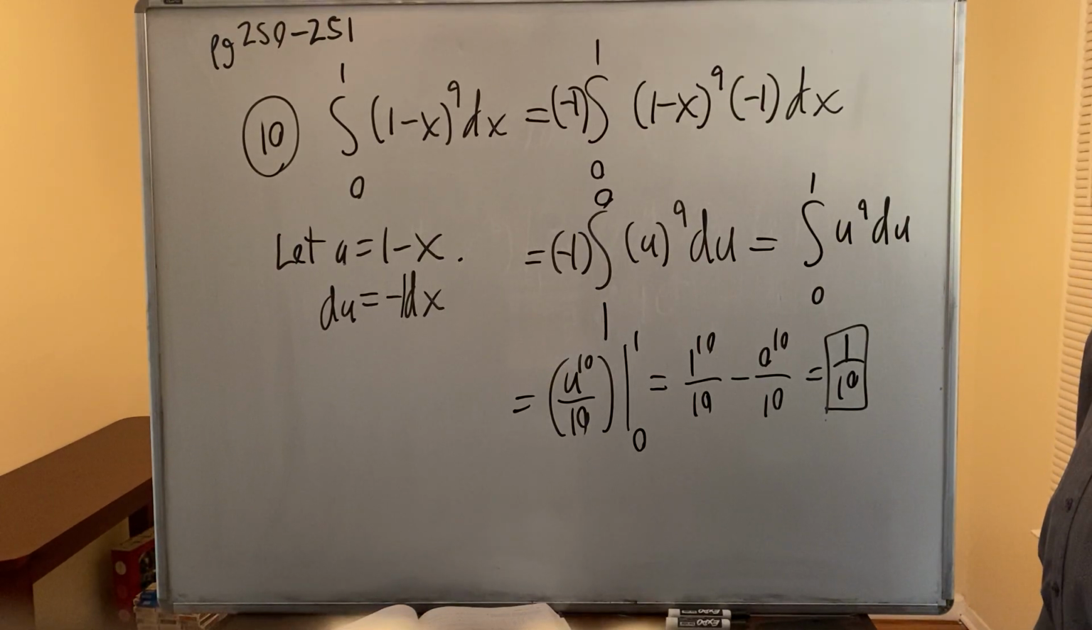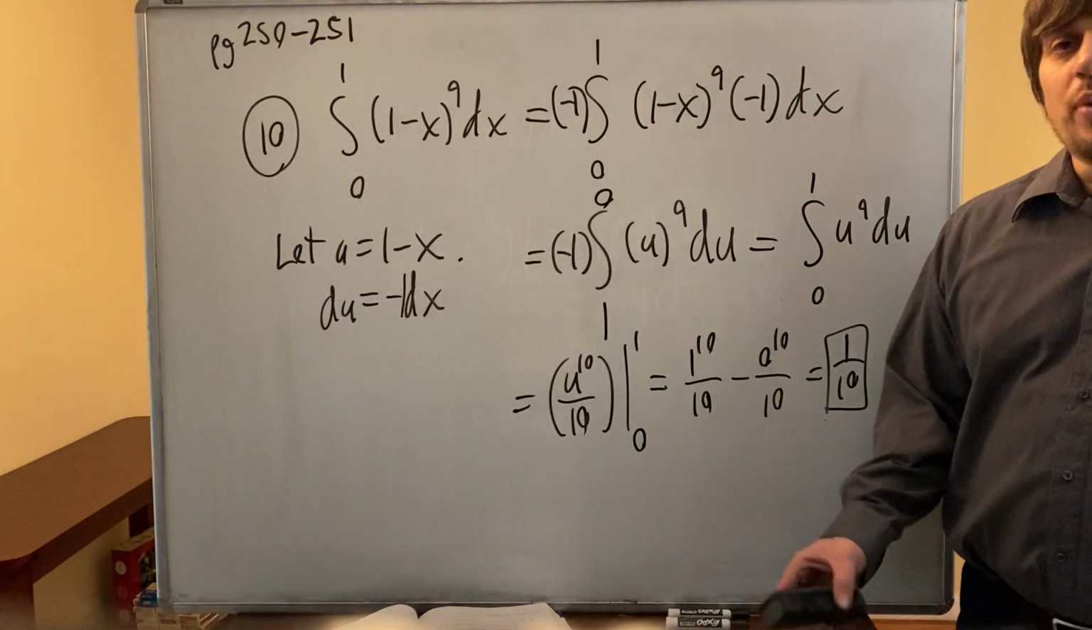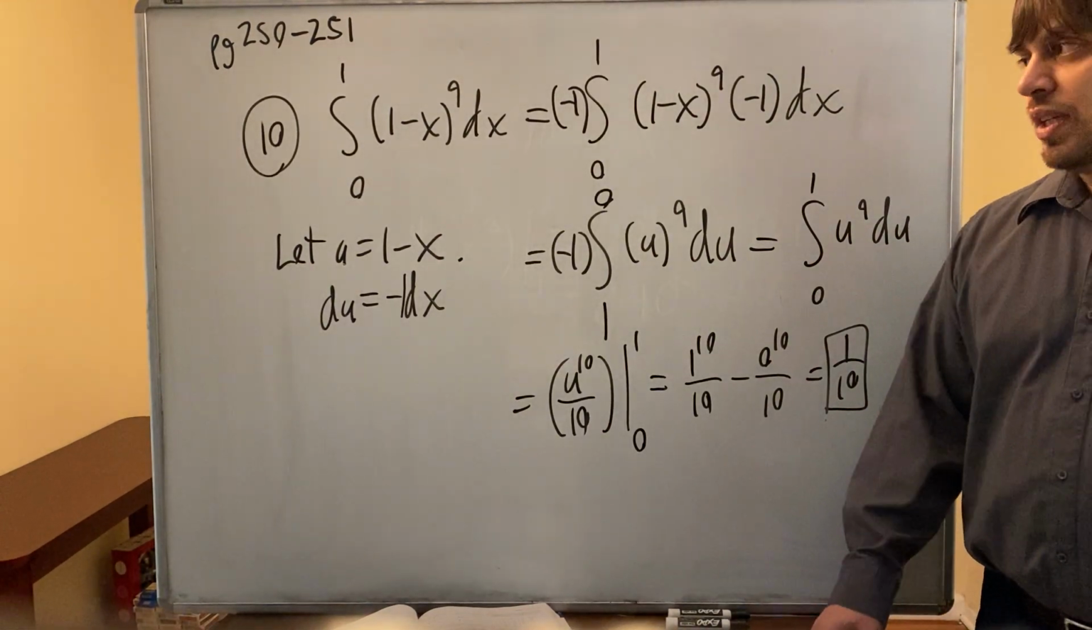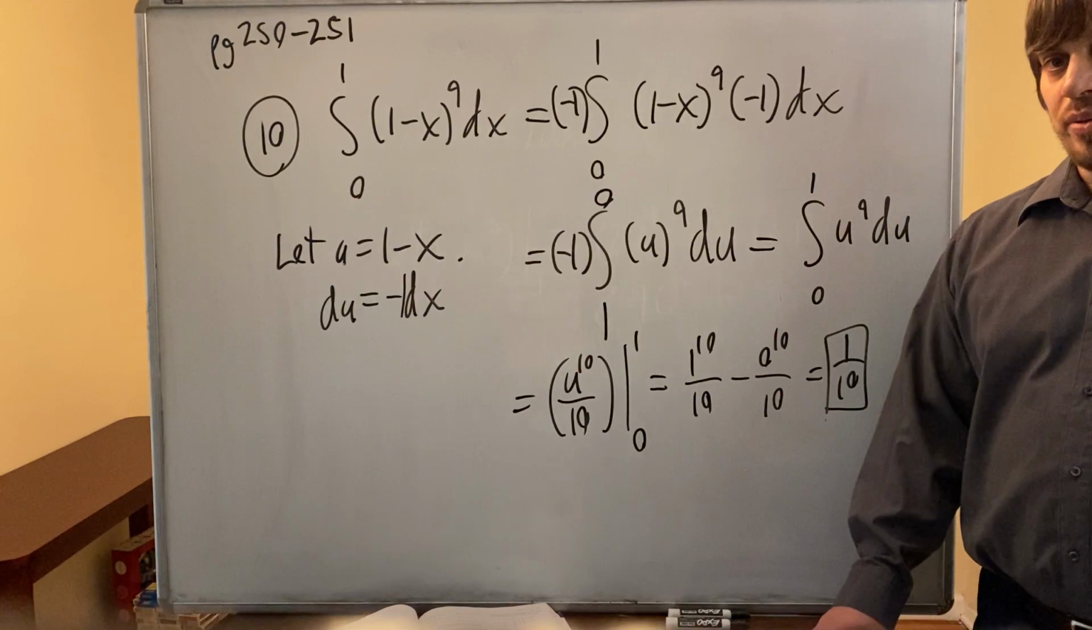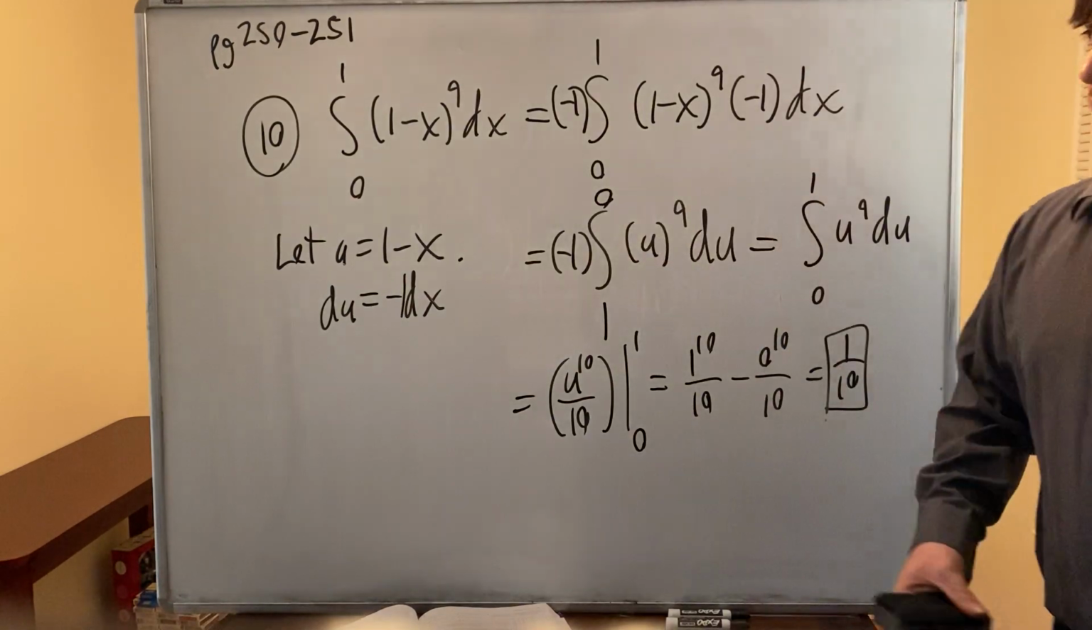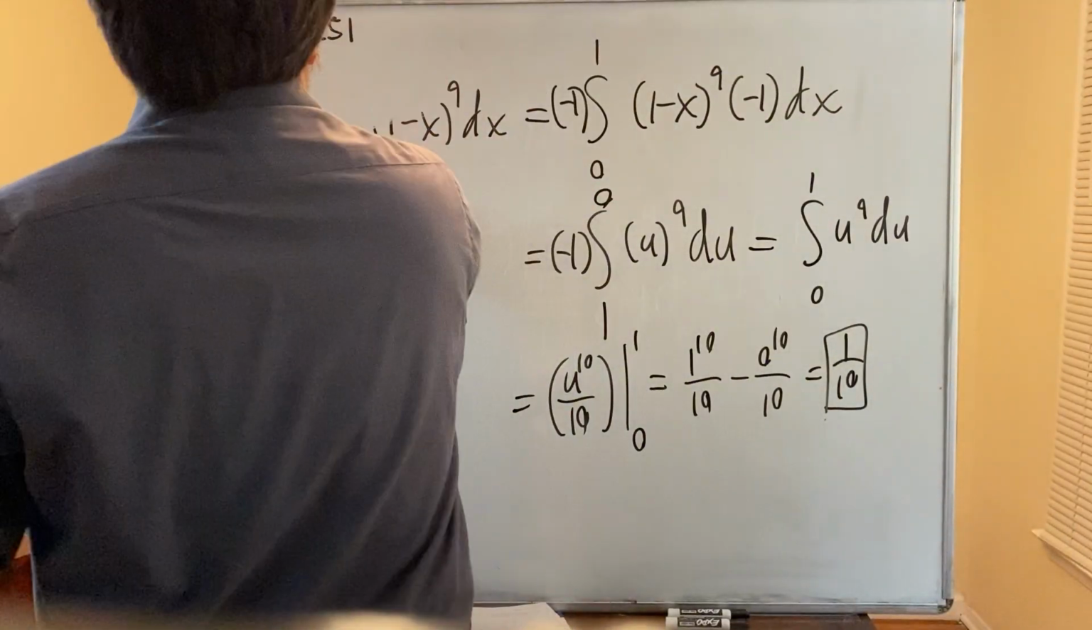All right? And so this is number 10. So sometimes there's more than one way to calculate a definite integral, but there is a faster one. This is the faster route. Okay, so let's go to another problem.